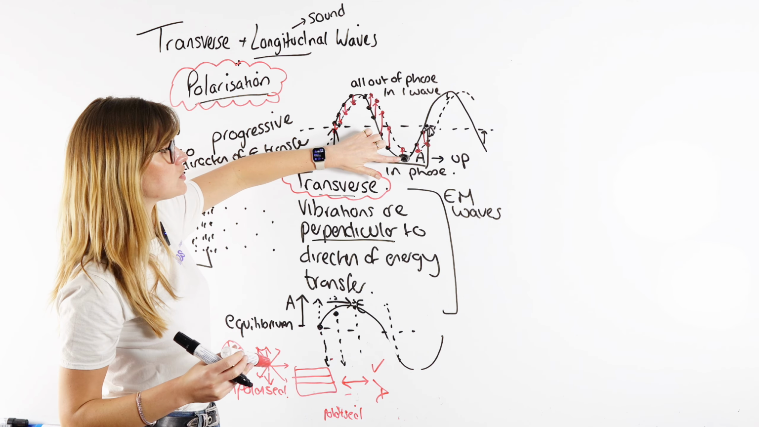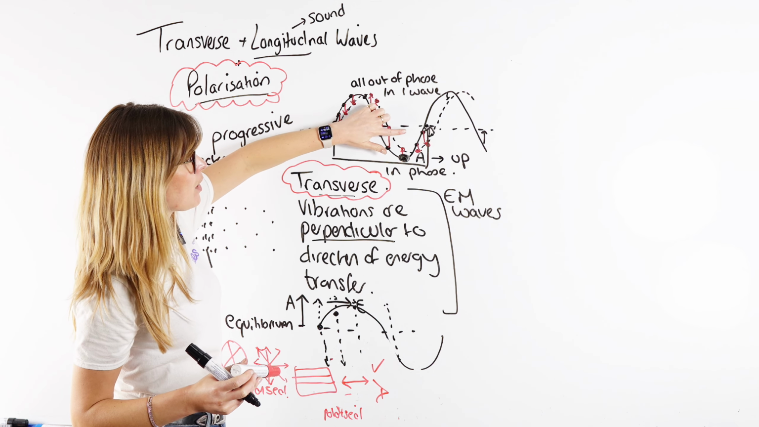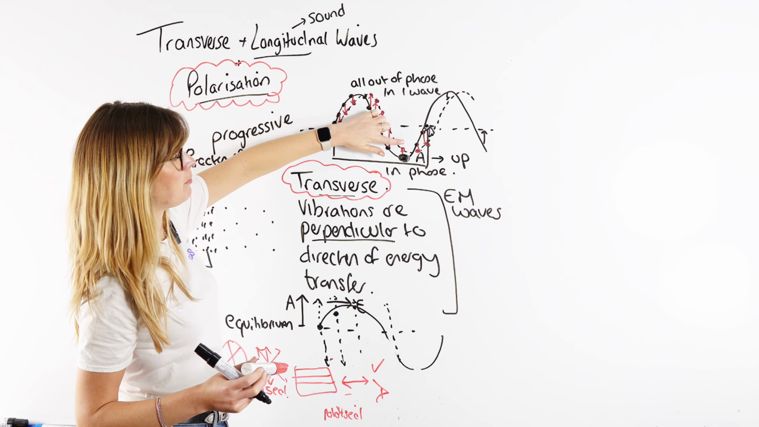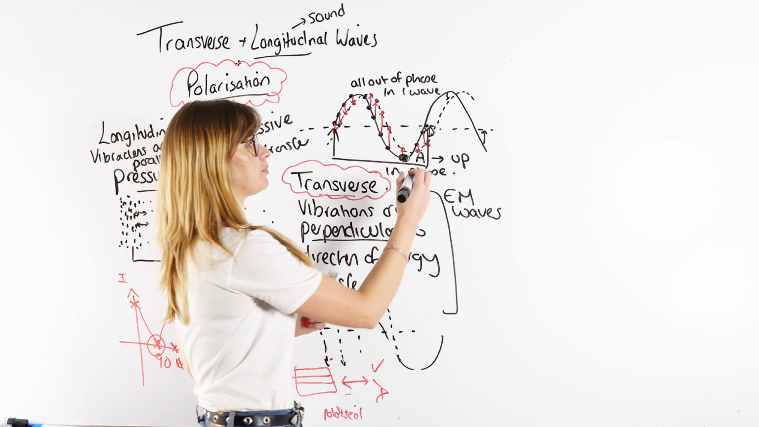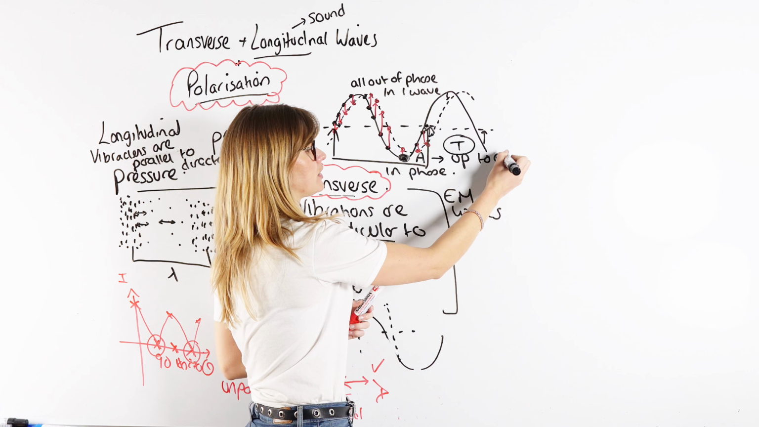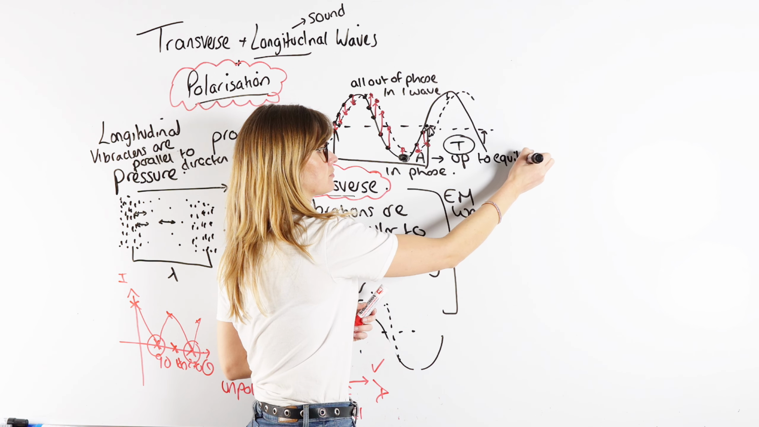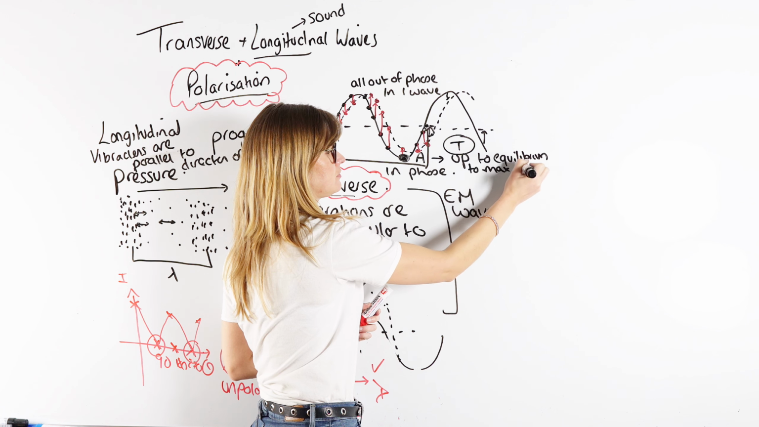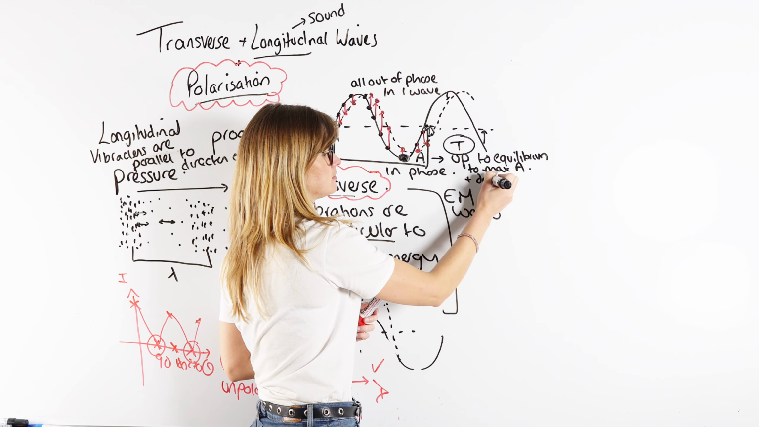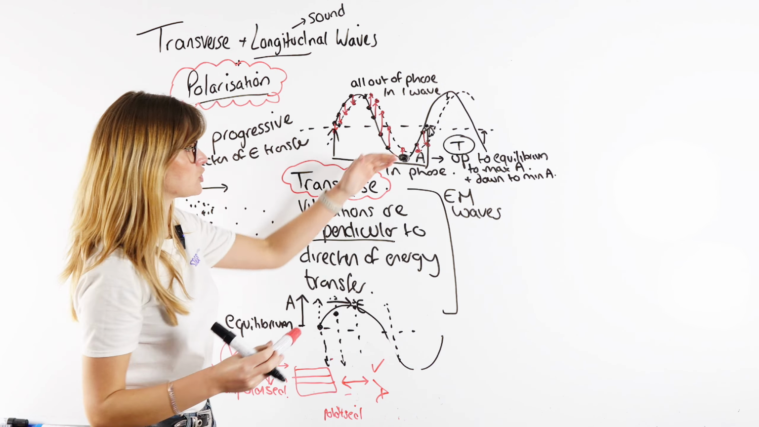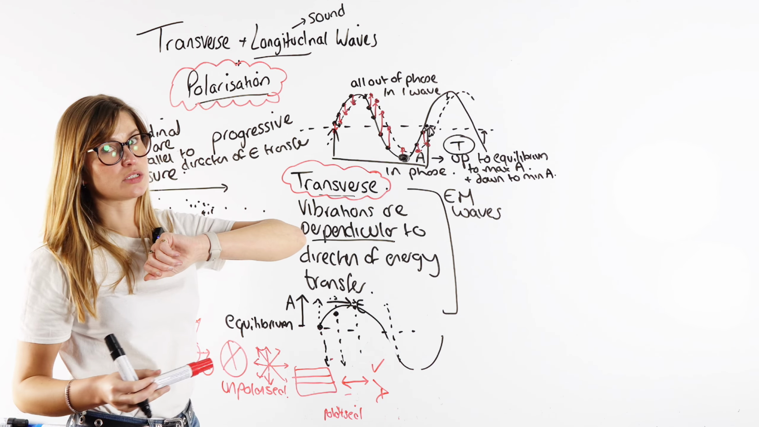Okay, if it does a full cycle, it's going to move up to its equilibrium, up to its maximum amplitude, back down to its equilibrium, back down to where it started. So in one full period, or one full cycle, T for period, it's going to move up to the equilibrium, to its max amplitude, and down again to that minimum amplitude. Okay, so we can see what it's going to do for one complete oscillation.